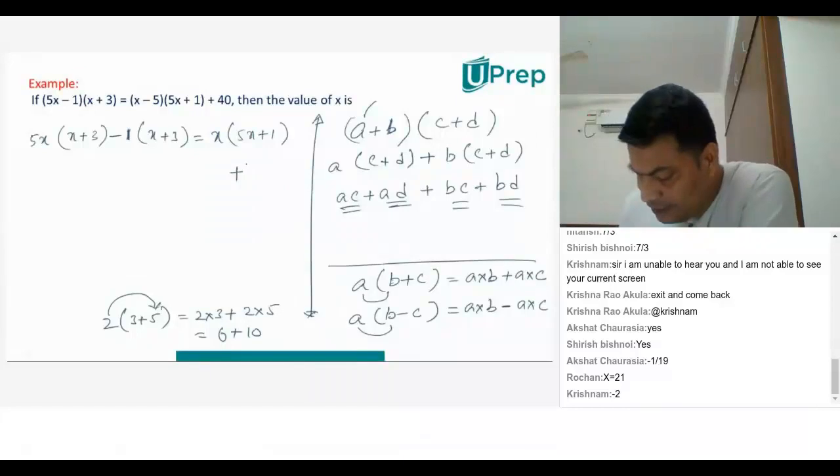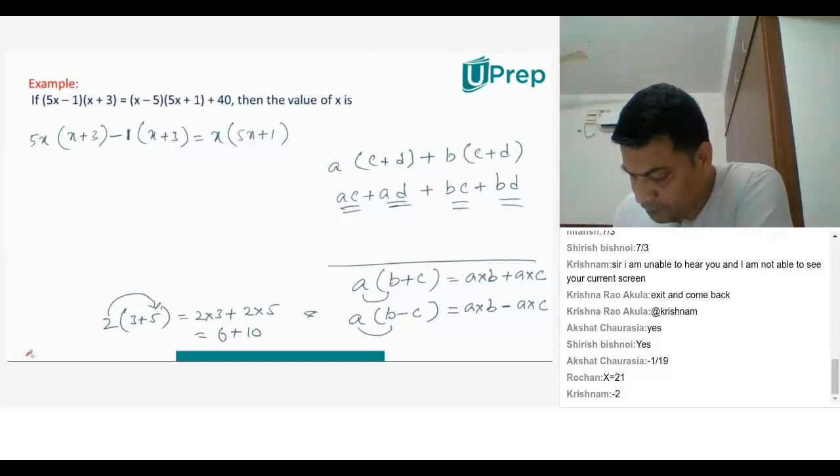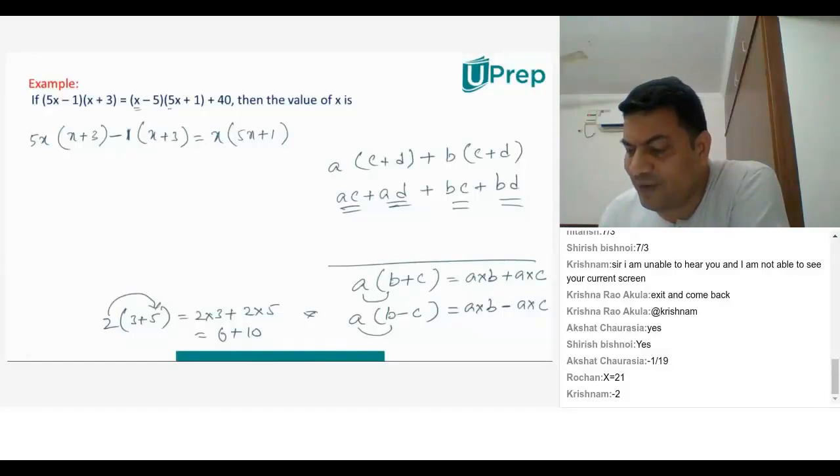So let me erase this piece quickly. Let me just remove this so that we have space to do it. Let me write that step here. So you have 5x multiplied with 5x plus 1, then you have minus 5 multiplied with 5x plus 1.